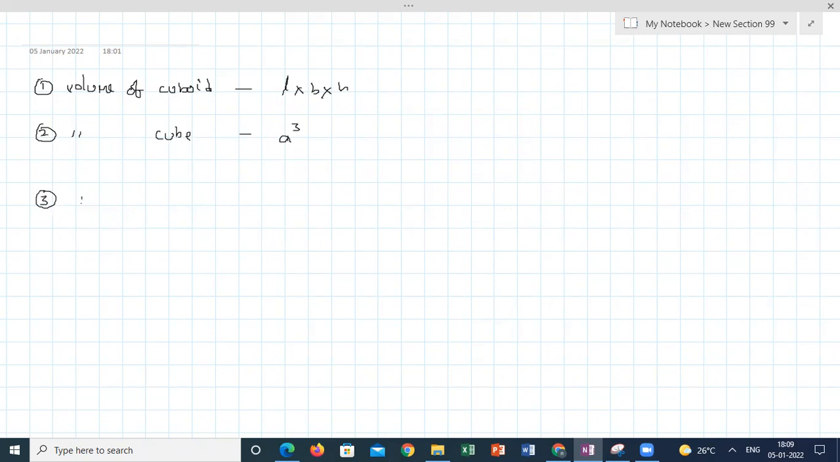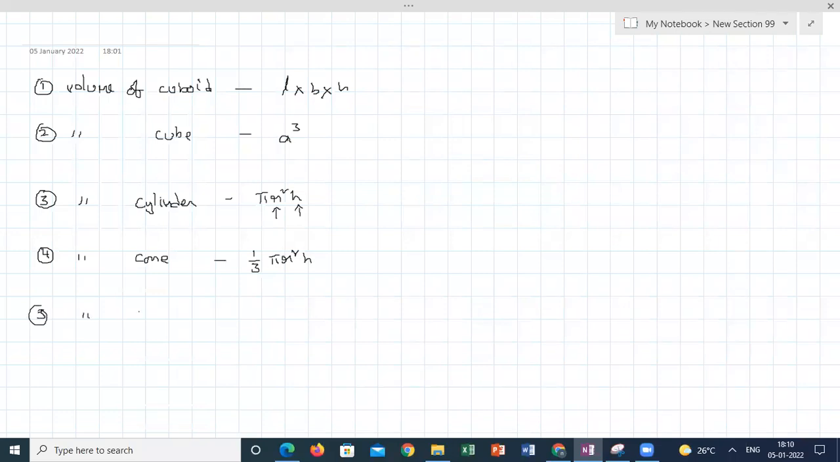Volume of the cylinder, how much? Pi r square h, where r is the radius of the cylinder, h is the height of the cylinder. Volume of the cone: 1/3 pi r square h, where r is the radius of the cone, h is the height of the cone.